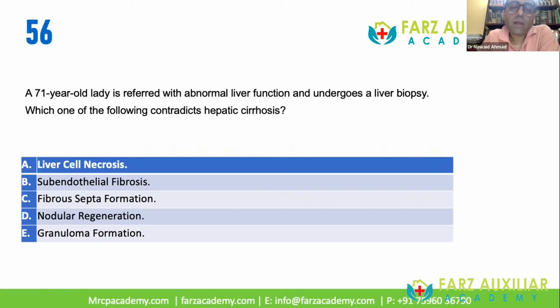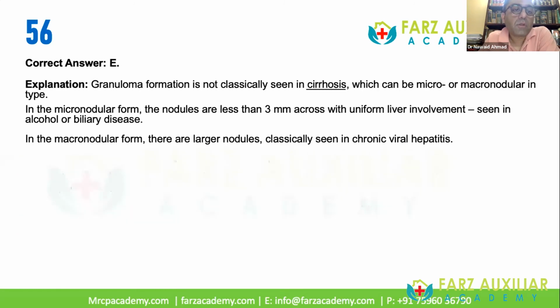A 71-year-old is referred with abnormal liver function tests and undergoes a liver biopsy. Which one of the following contradicts hepatic cirrhosis? Liver cell necrosis, subendothelial fibrosis, fibrous septa formation, nodular regeneration, granuloma formation. B, C, and E would be suggestive of fibrosis. Let's see the answer. The correct answer is actually E. Granuloma formation is not classically seen in cirrhosis.